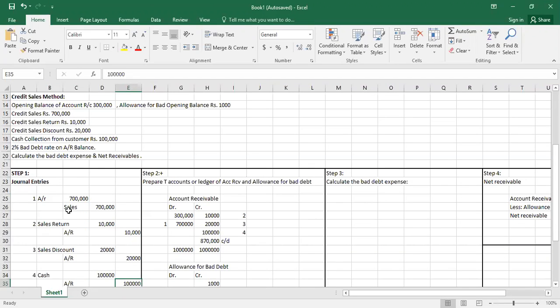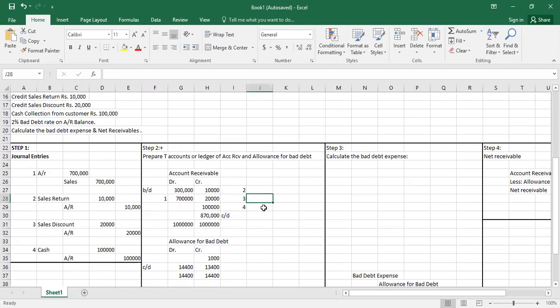Now let's start our posting. Here in account receivable, first you have to write the opening balance. The opening balance is rupees 3 lakh, as mentioned here. Now sales: account receivable debit by rupees 7 lakh. That's the first entry. Account receivable credit by 10,000, so we write 10,000 here on the credit side. Account receivable credit by 20,000, so we write 20,000 here.